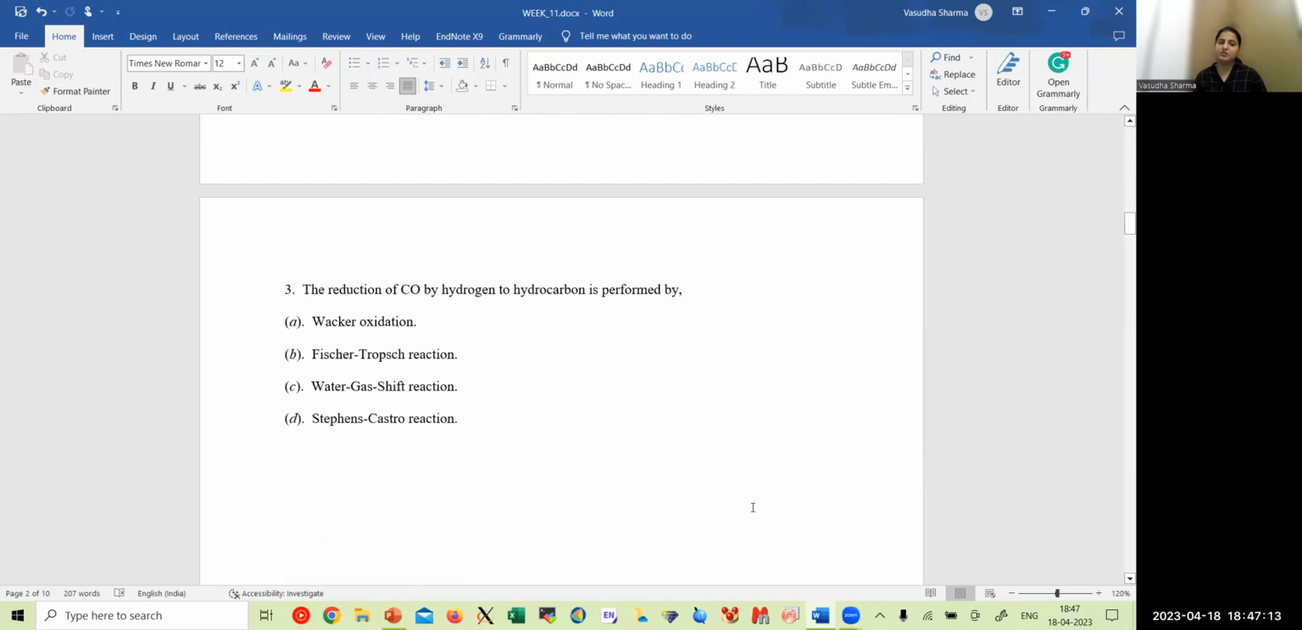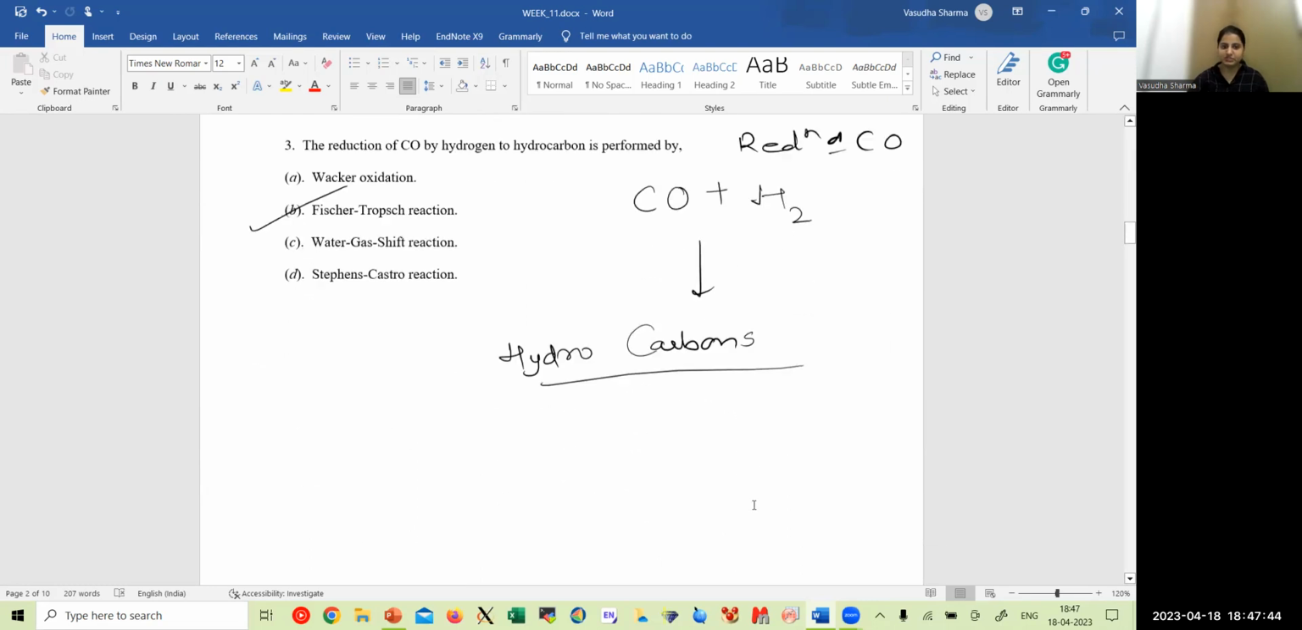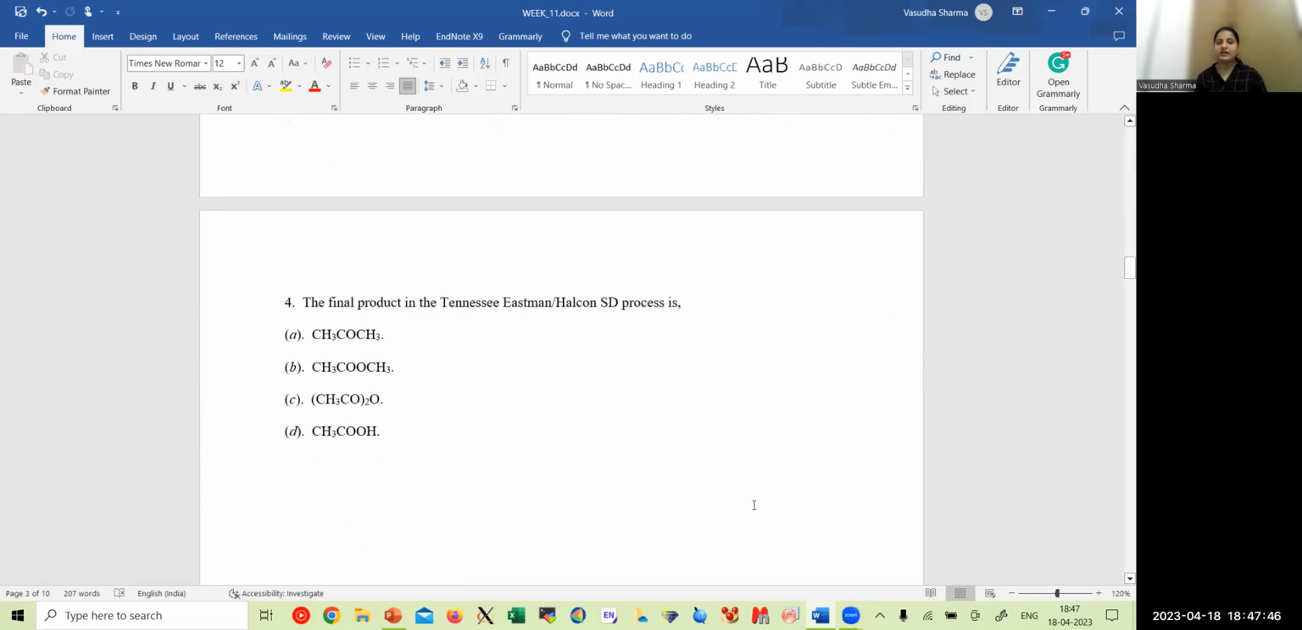The reduction of carbon monoxide by hydrogen to hydrocarbon is performed by. So here, this will give you hydrocarbons. So this is nothing but the reduction of carbon monoxide, and Fischer-Tropsch is that reaction where the reduction happens. The final product is the Tennessee-Eastman or Halcon process.